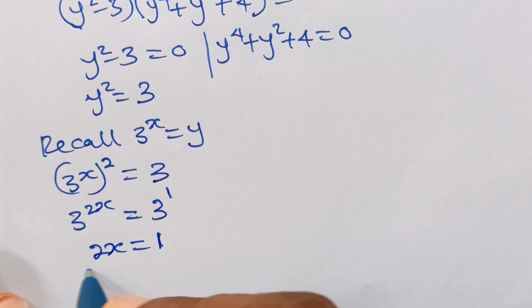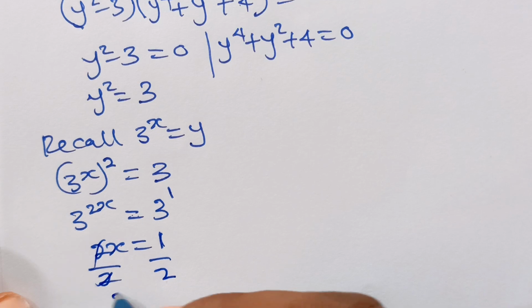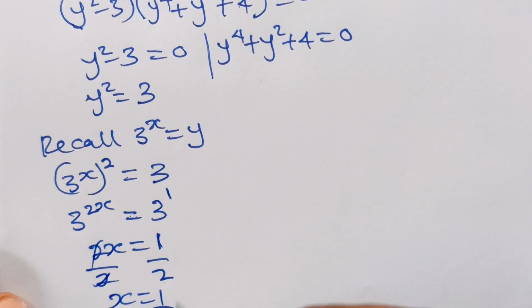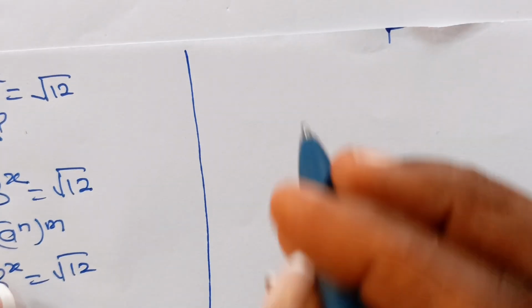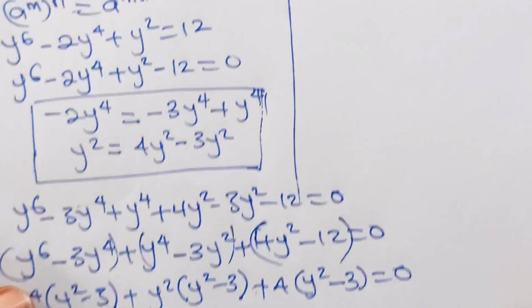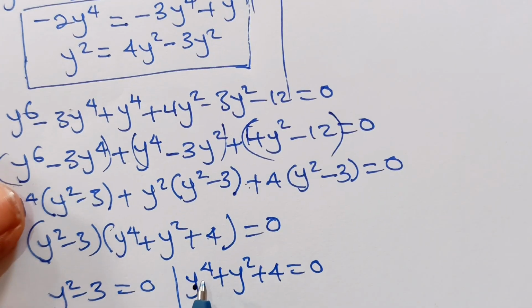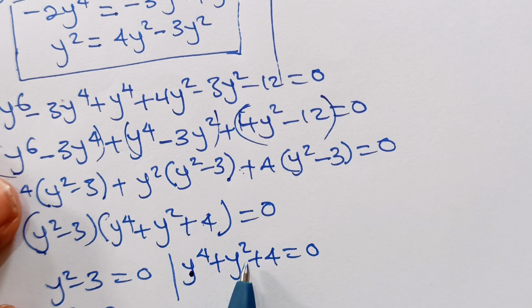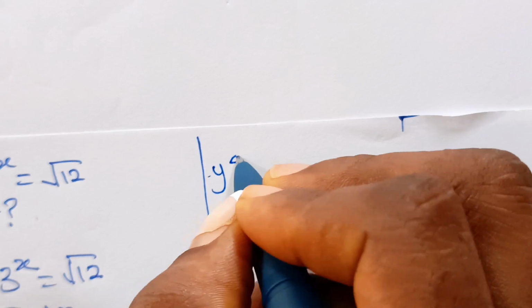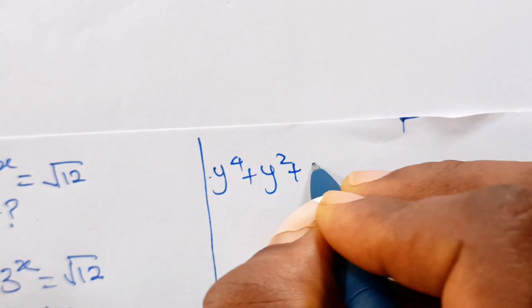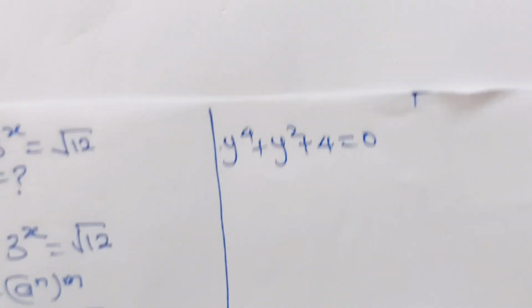Now to get the value of x, divide by 2, divide by 2, and we have that x is equal to half. Now that is one of the values of x. Let's go ahead and get the remaining ones. Now recall that we have the other equation, this one, that says y to the power of 4 plus y squared plus 4 is equal to 0.